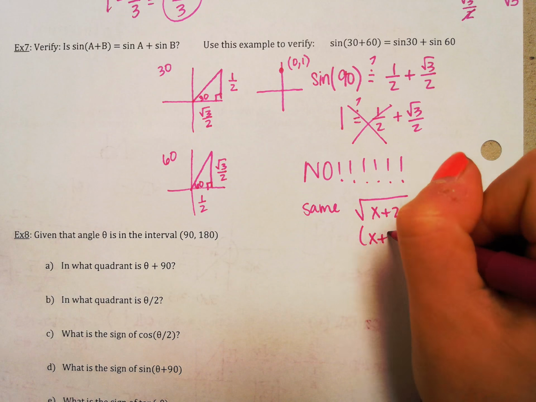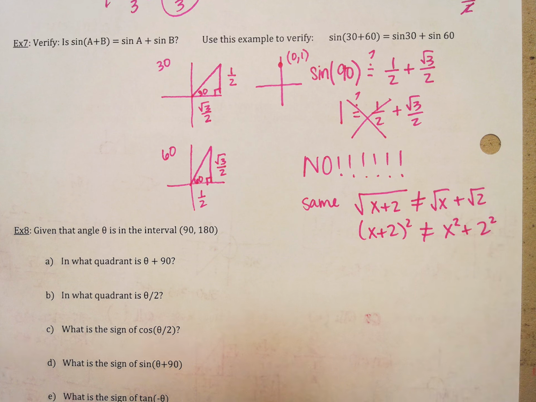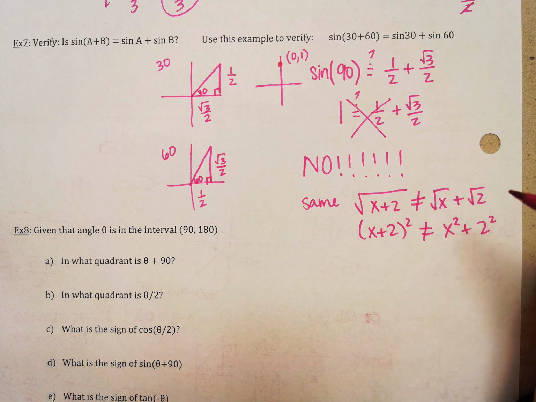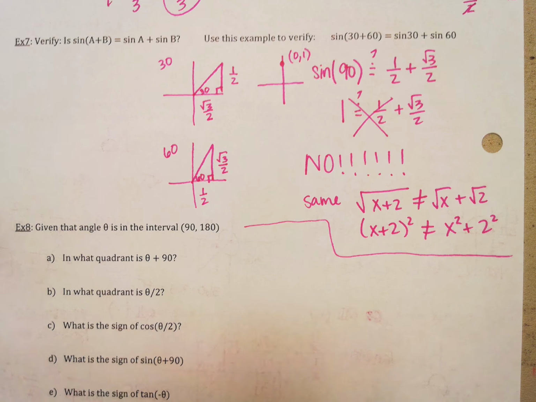Or x plus 2 squared is not equal to x squared plus 2 squared. I can't distribute a square. I can't distribute a square root, because also those are functions. Sine is a function, so I can't distribute a function throughout. I can distribute a number, but I can't distribute a function. So just keep that in mind, hopefully that makes a little bit of connection.